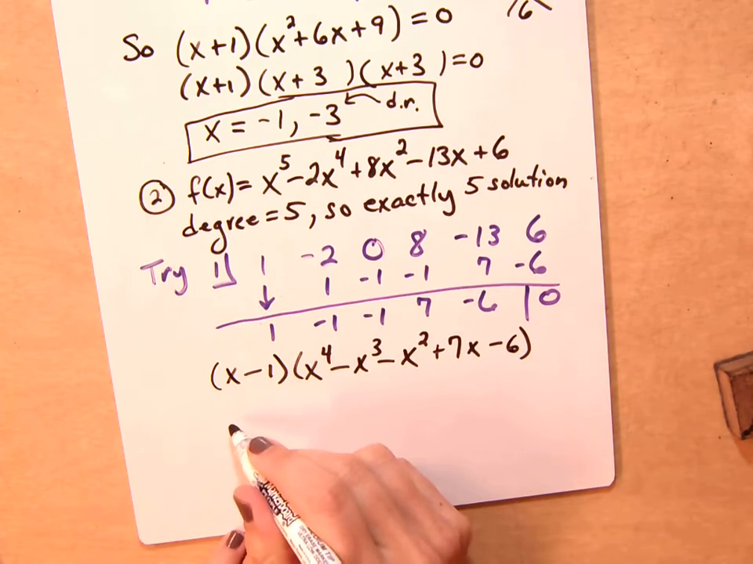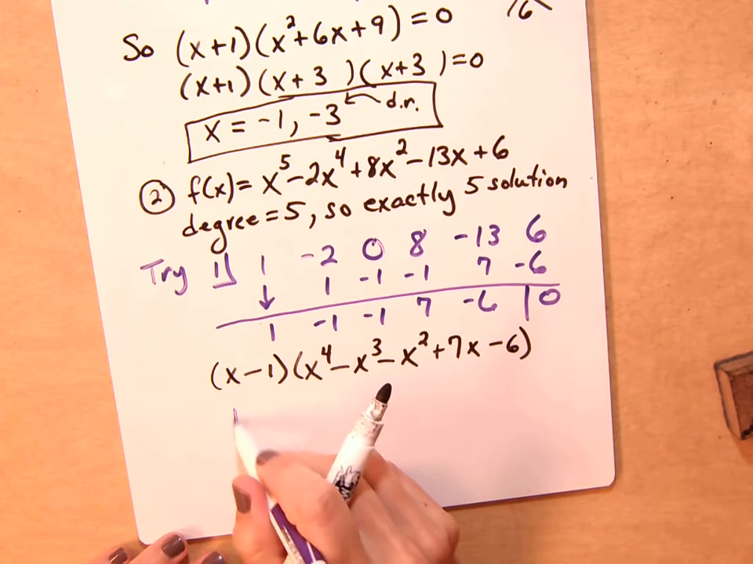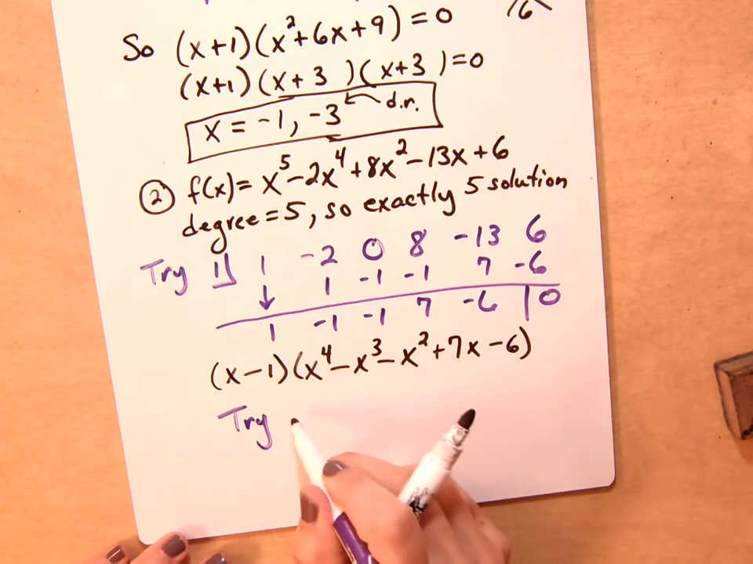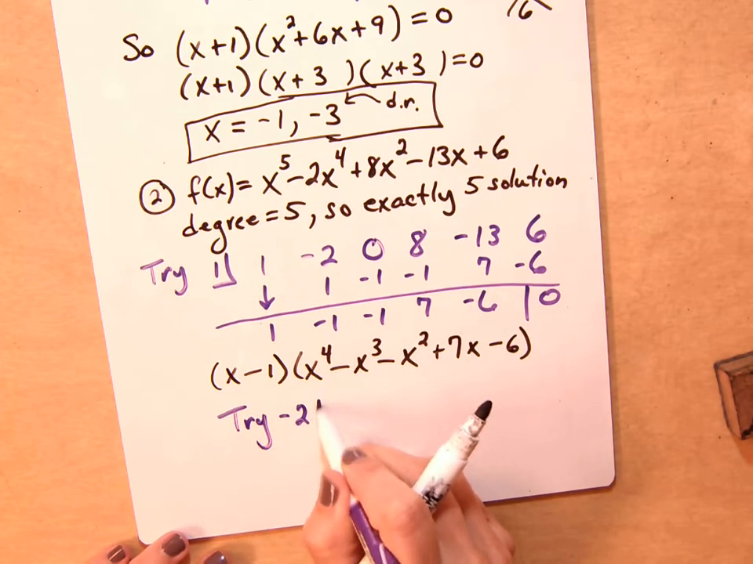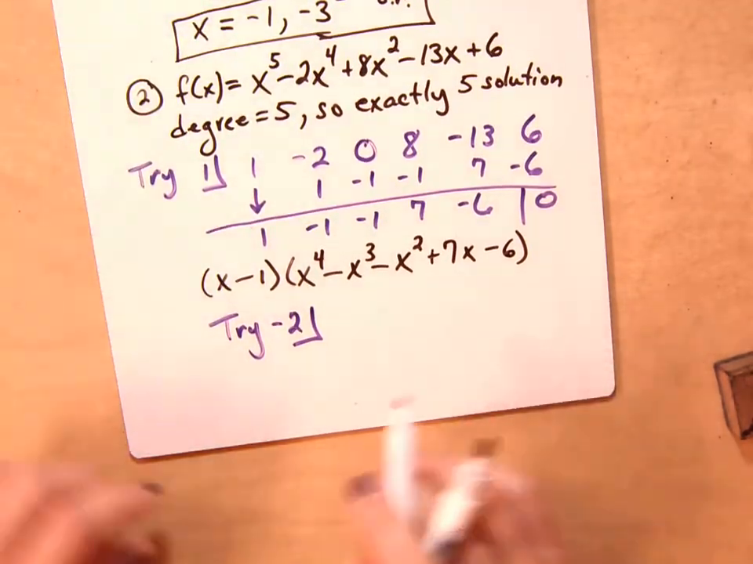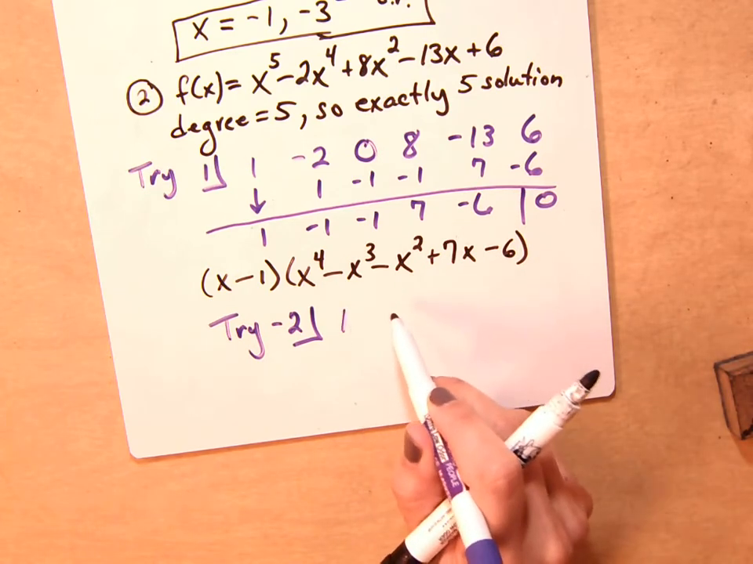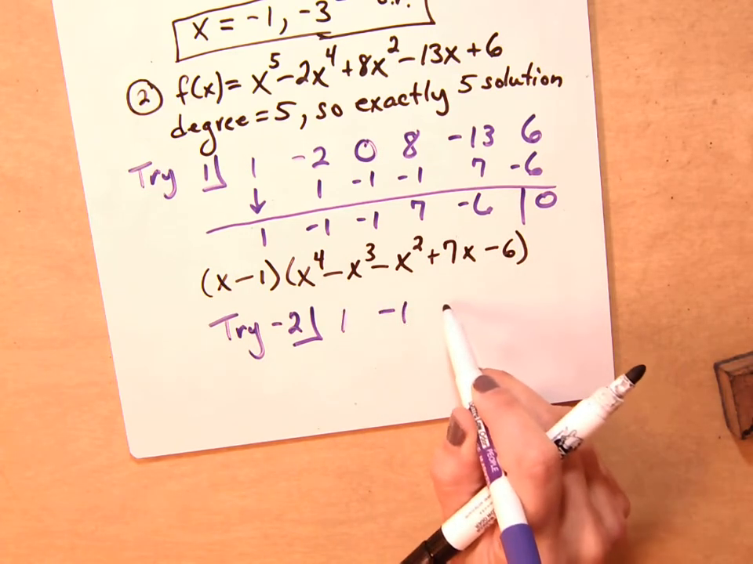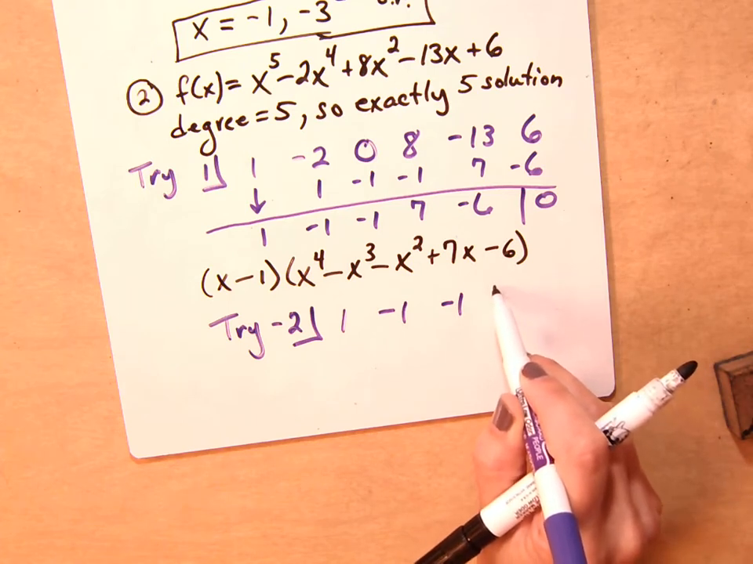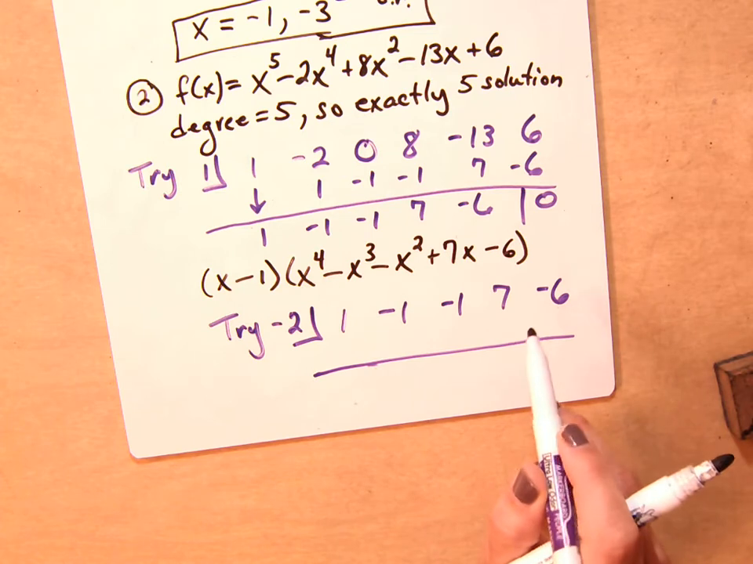So we're going to try, and I'm just going to kind of tell you so we don't have a bunch of notes of trying different things. I'm going to try -2. We're not just trying it though, I know it works. So we're going to use -2, and the coefficients are 1, -1, -1, 7, and -6.